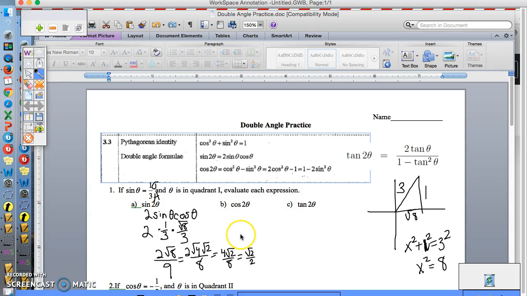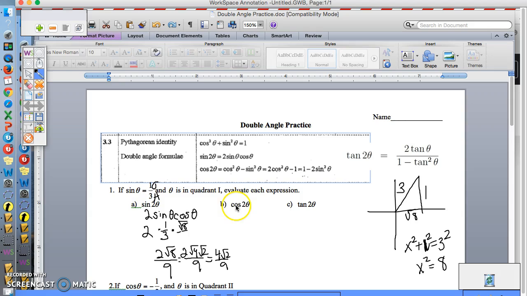Oh, wait, except I can't multiply there. I did that totally wrong. We just have to leave it like that. This could be 2 square root of 4 times the square root of 2 over 9. So 2 times 2 is 4. So 4 square root of 2 over 9.